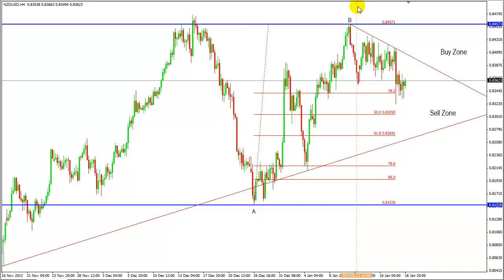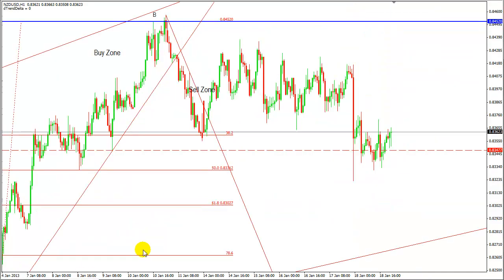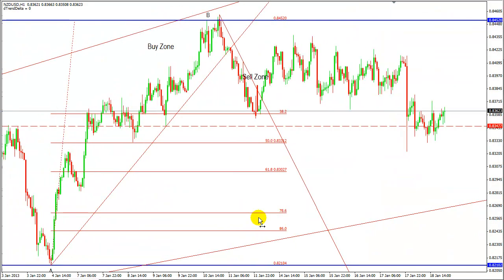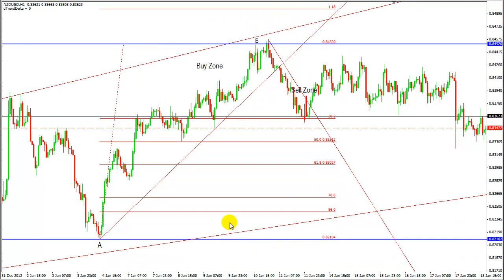Let's take a look then at the 1 hour. Well, on the 1 hour, let's have a look. You've got the A, the A is at 82.10 and the B is at 84.52. Now, this is the uptrend line that we had drawn in. Look how we broke it. So we broke it, an engulfing bearish candle.